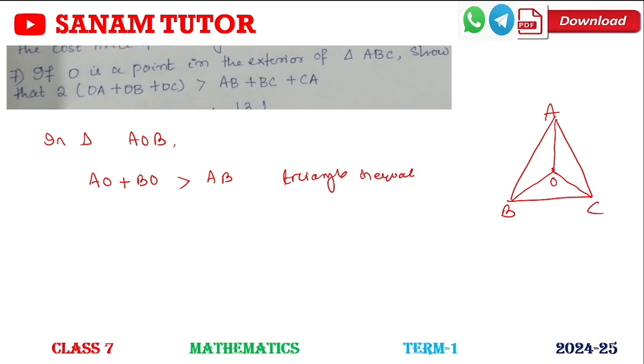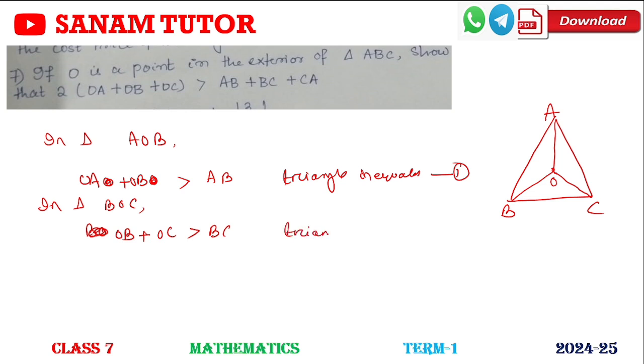this is equation 1. So we can write in triangle BOC, we can write OB, similarly, you can write OA and OB, okay, OA and OB, same, BO or OA equal. So OB plus OC is greater than BC. Also triangle inequality.